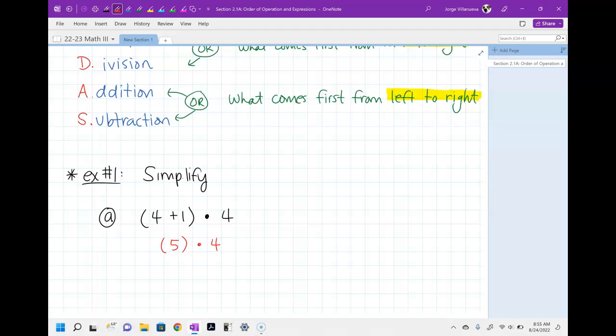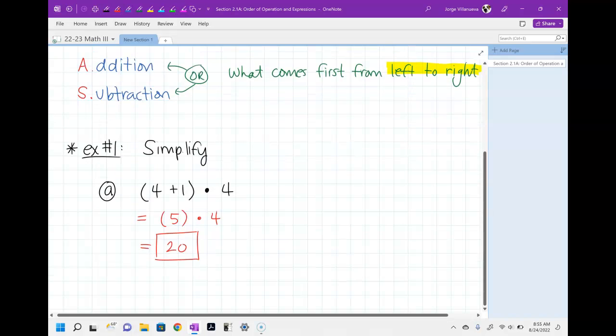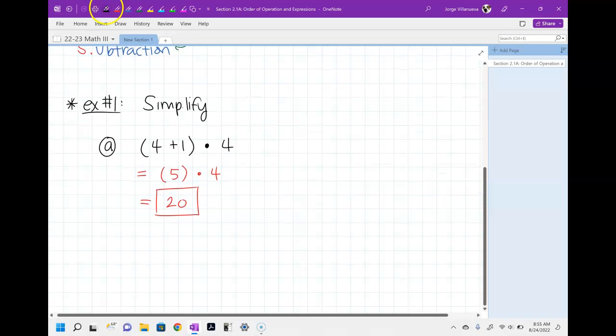Well, I have no other choice but to multiply, right? 5 times 4 is 20. And you're done. Okay? So it doesn't take very long to do these things in most cases. It's not that bad. Now let's do this one right here.